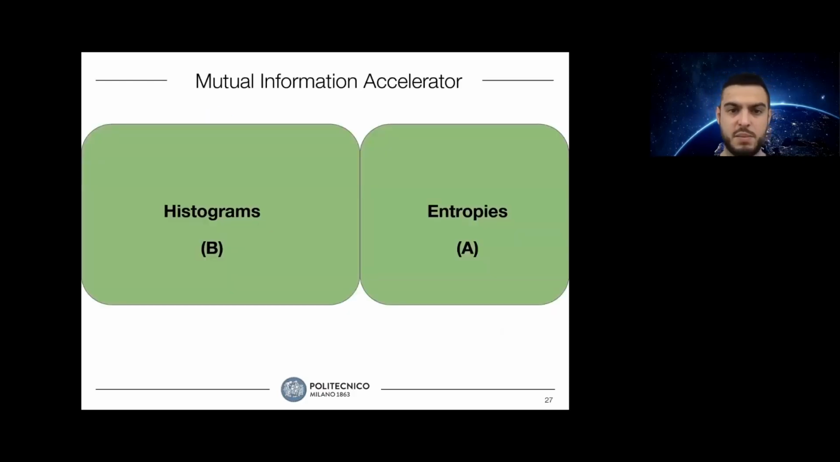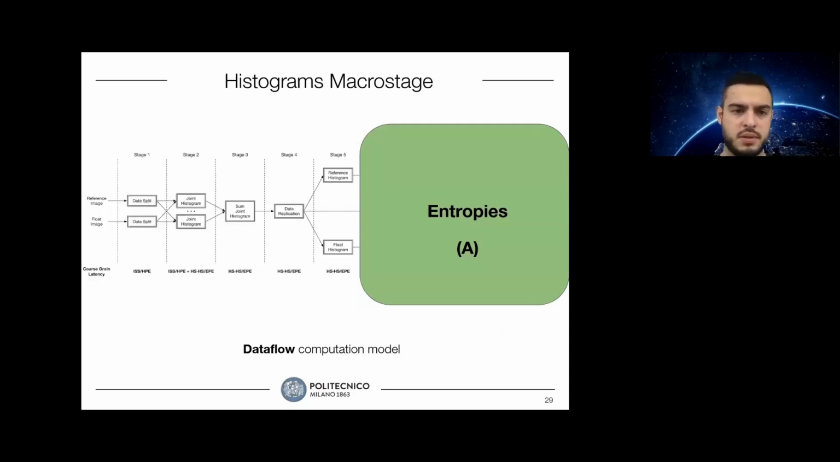So from a high-level point of view, our Mutual Information Accelerator has two macro stages, the histograms and the entropies. All these computations within our accelerator are pipelined and exploit a data flow execution model. We will start by analyzing more in detail our architecture and highlighting the customizable parameters of each stage. Moreover, we will estimate their coarse-grained latency.